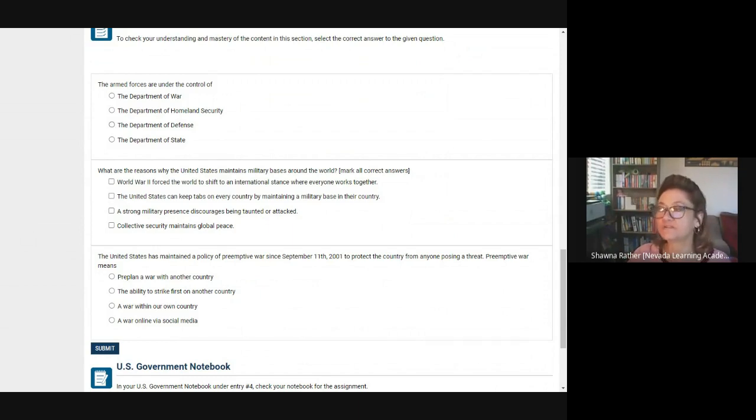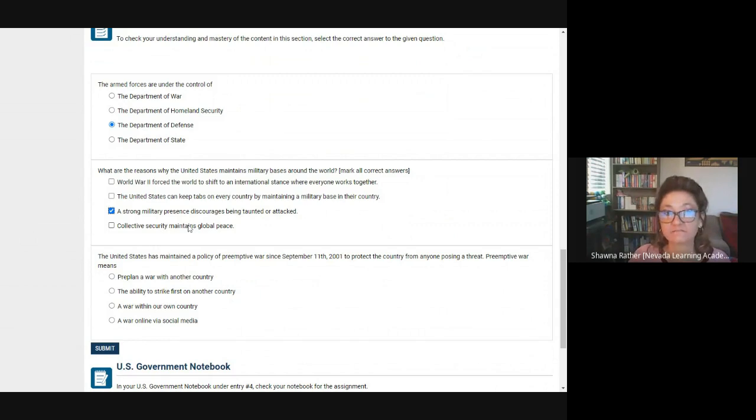So the armed forces are under the control of the Department of War, Homeland Security, Defense, or State. Well, we know that's Department of Defense because it's military, right? What are the reasons why the United States maintains military bases around the world? Well, we want a strong military presence to discourage being taunted or attacked.